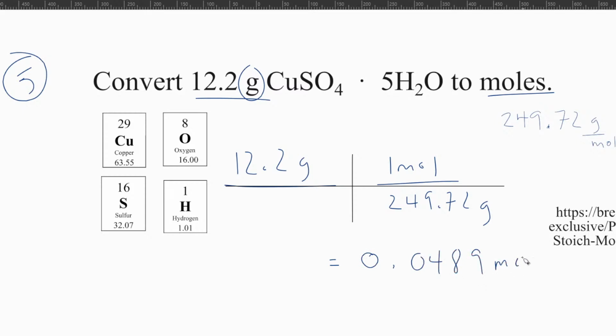0.0489 moles, because this first zero is not significant. Grams cancel out. You are left with moles. You know you did it correctly. So that's kind of a powerful thing to do. And later on in chemistry, you can keep adding new things here, different conversions, and it kind of keeps everything straight. All right, where are we at? We've been going for 17 minutes, and let's do another one here.